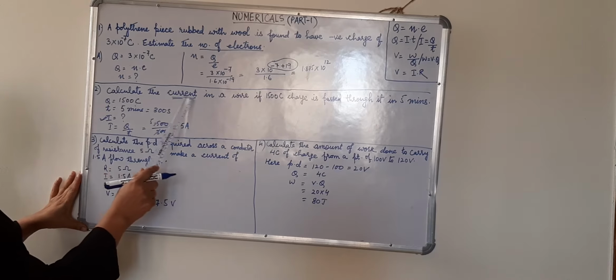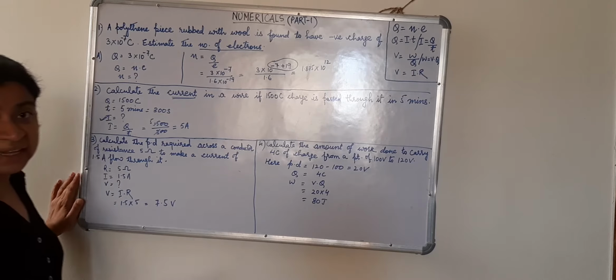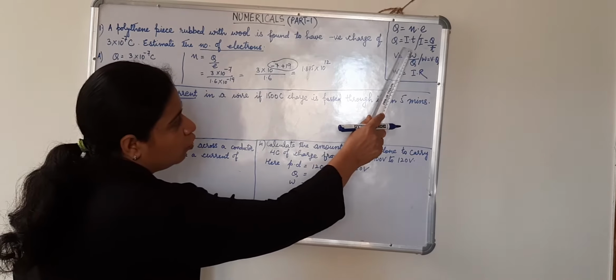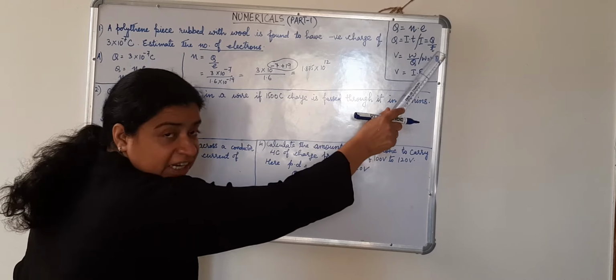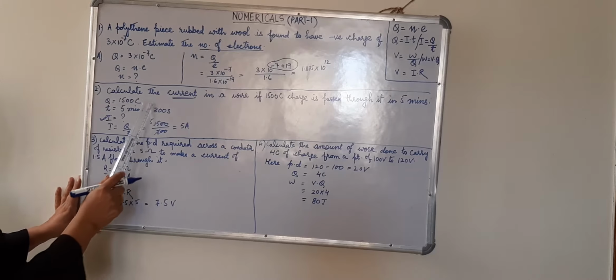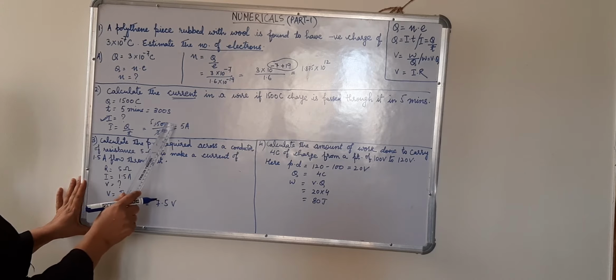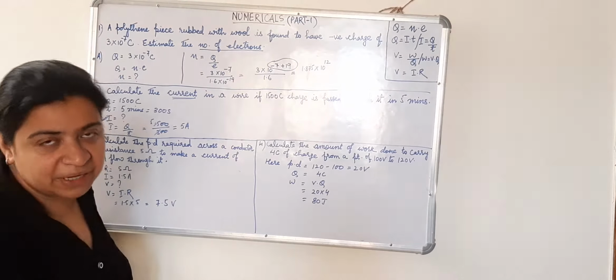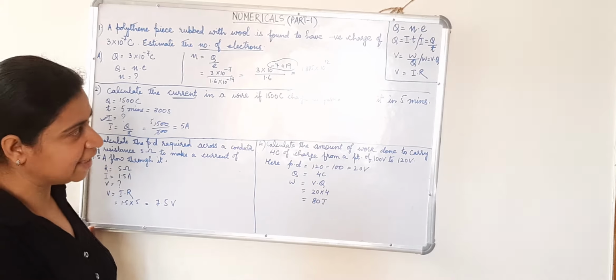Then calculate the current. What I need to calculate? I, that is the current. I know that I is equal to Q upon T. I am given Q, I am given T. So when I divide this, I get I is equal to 5 ampere. I hope it is clear.